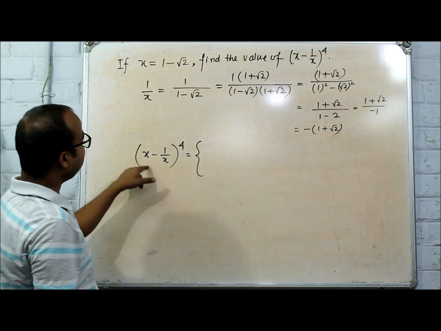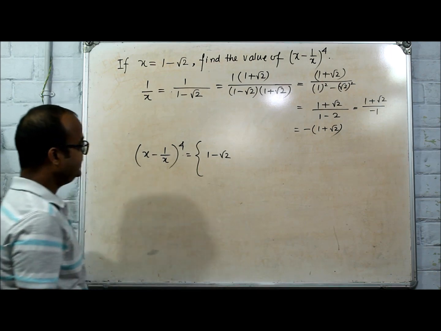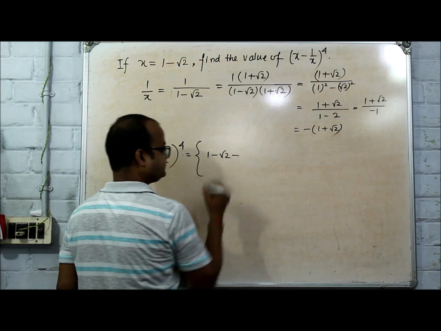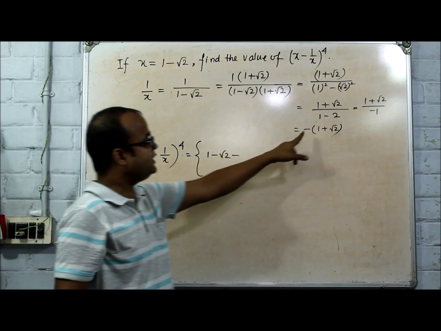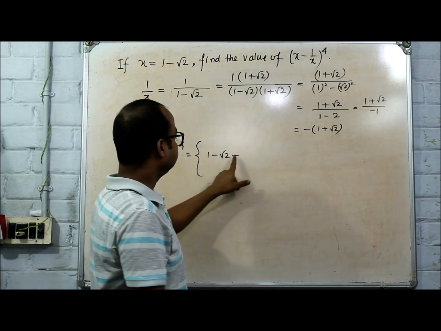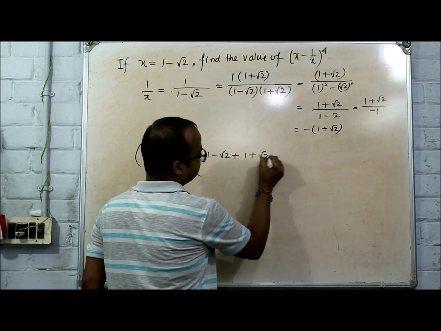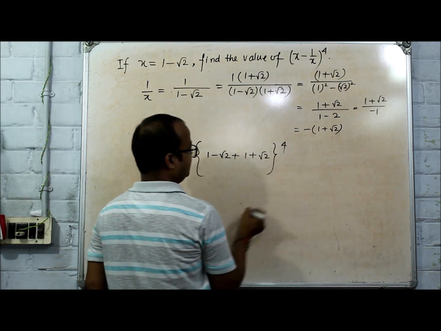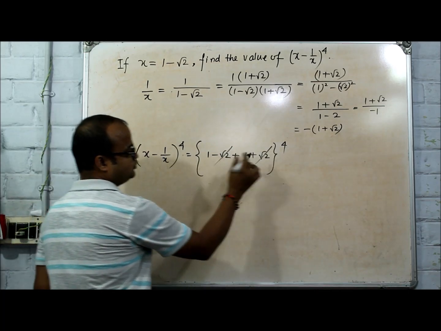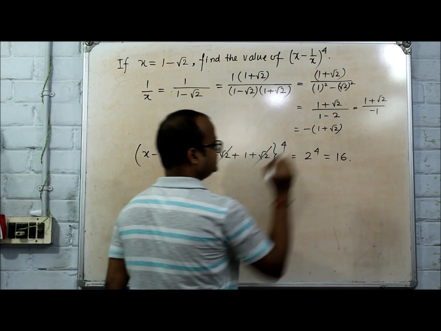So now we take the given term, x minus 1 by x to the power 4. In place of x, we substitute 1 minus root 2, minus the value of 1 by x, which is this one. So this minus and this minus become plus: 1 plus root 2 to the power 4. Plus root 2 minus root 2 will get cancelled. 1 plus 1, 2. 2 to the power 4, 16.